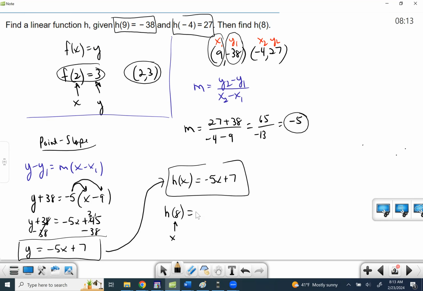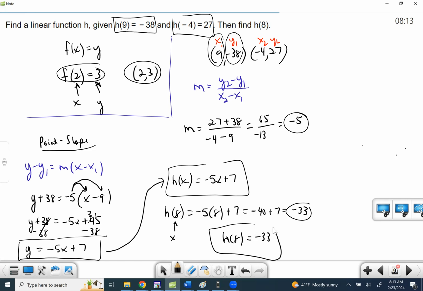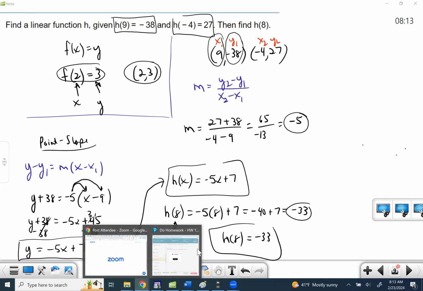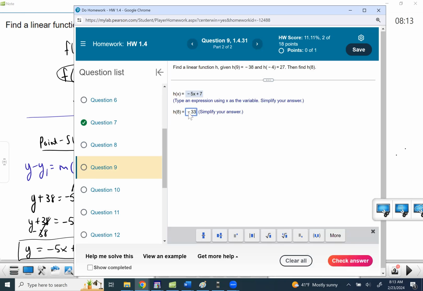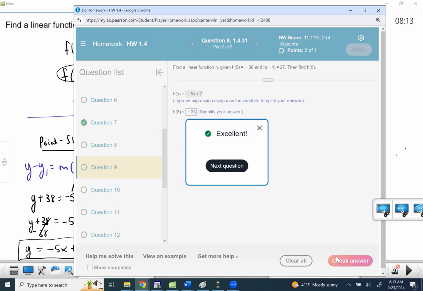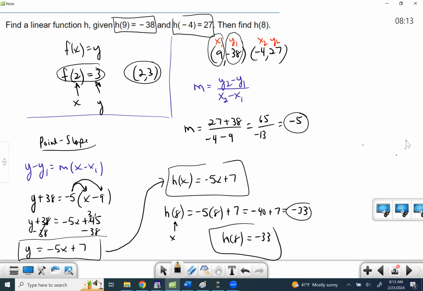So negative 5, instead of x, we're going to put 8. So negative 5 times 8 is negative 40. And negative 40 plus 7 is negative 33. So h of 8, h evaluated at 8, is going to be negative 33. Let's go put it in. Awesome. Looking good.